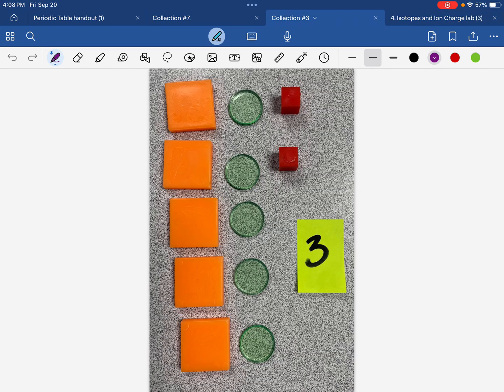Okay, so here's collection 3. Collection 3 has 1, 2, 3, 4, 5 protons. 1, 2, oops, these are neutrons. 1, 2, 3, 4, 5 neutrons, 2 electrons.